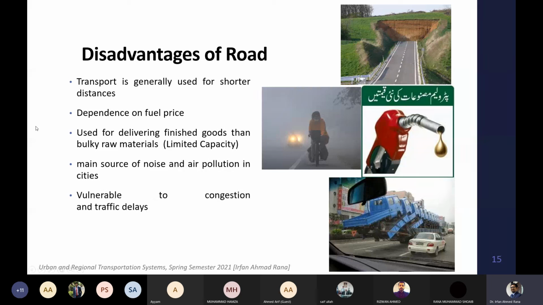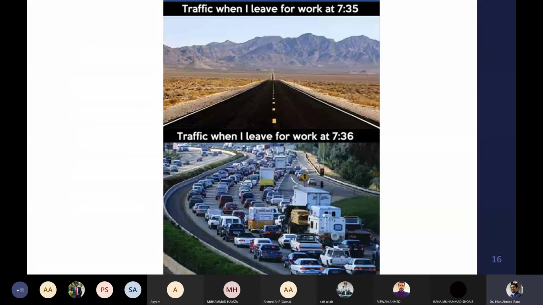Okay, moving on. Roads are vulnerable to congestion, traffic delays, or even accidents. Has this ever happened to you? If you go 5 minutes early, you'll find the road is empty, and if you're 1 minute late, the road is full. Has this ever happened to you?